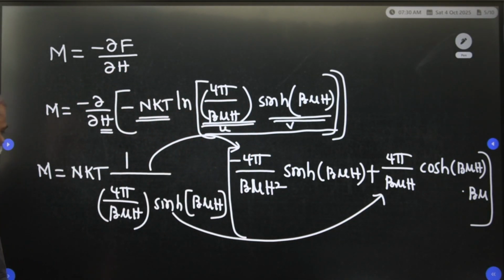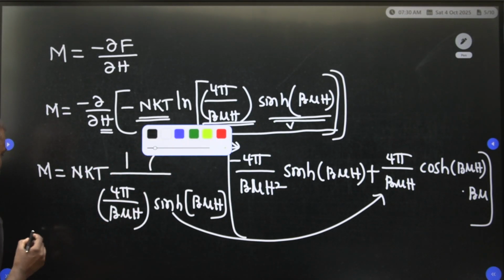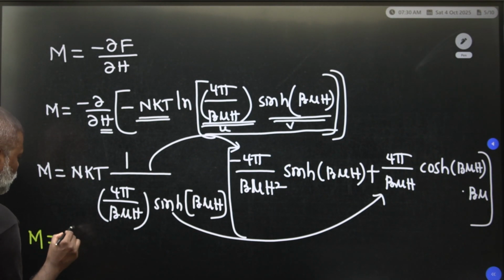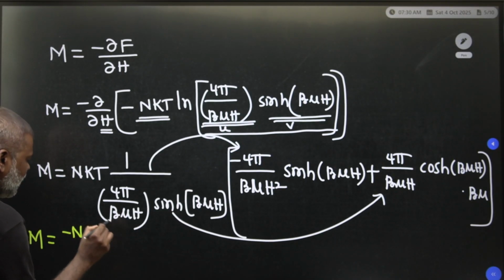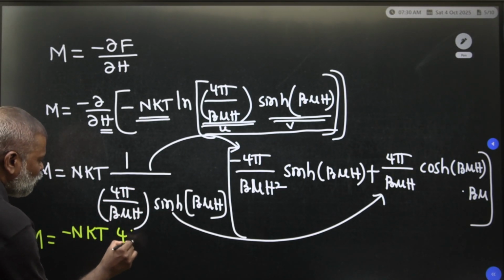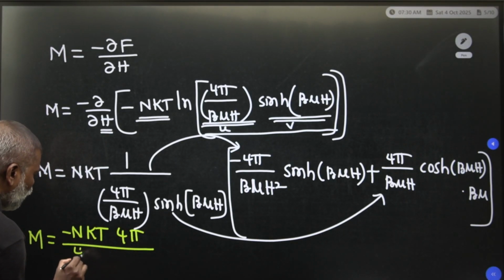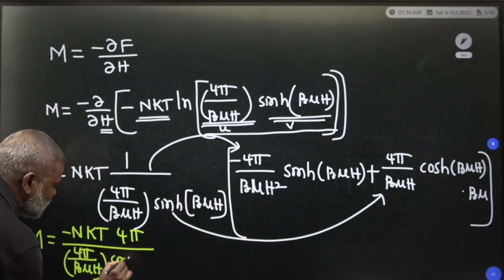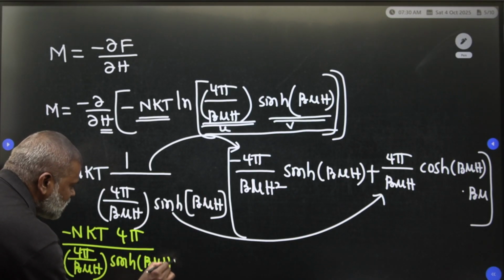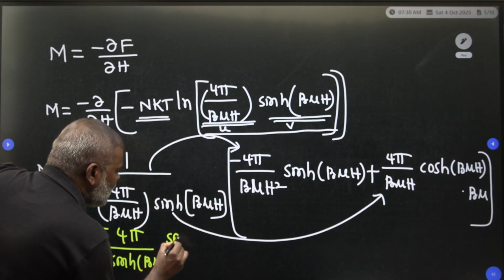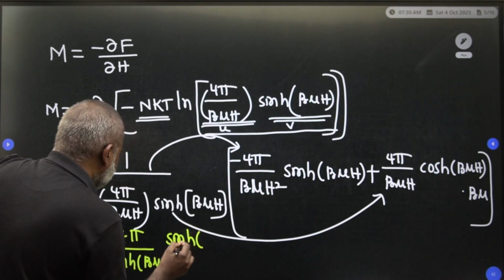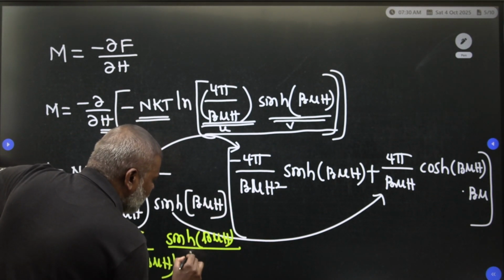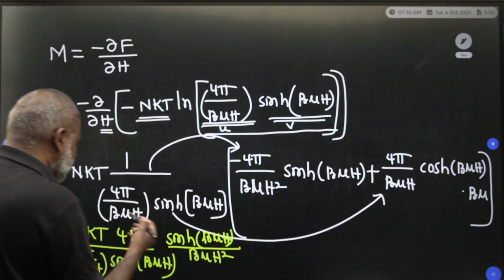So the magnetization M equals -NkT into (4π / βμH × sinh(βμH)) into the first term, sinh(βμH) over (βμH)². This is the first term.